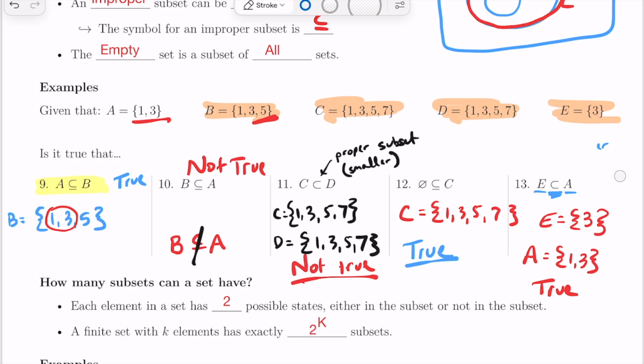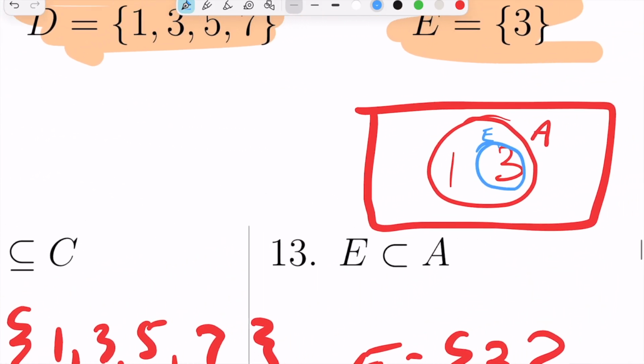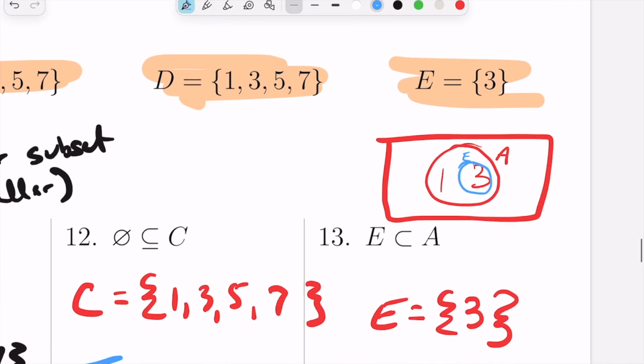Visually, with what's called a Venn diagram, I could even make it look something like this. There's my set A. There's my set E. Notice that 1 and 3 are a part of A, and then contained completely inside of A is the number 3. So the set E is a proper subset of A.